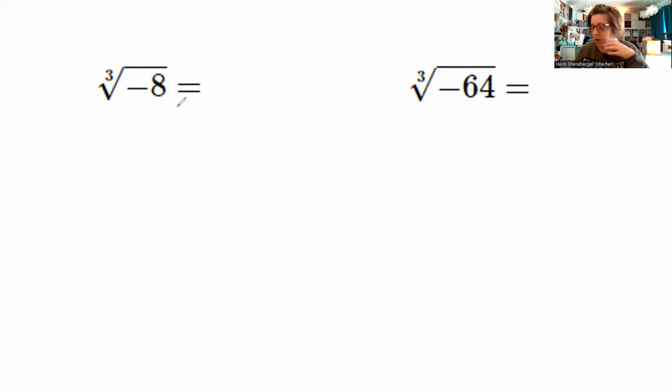So for example, 8. What are some things that I can put into 8, like some factors of 8? Well, the only one I can think of is 4 times 2. And then I'm going to take this 4 and break it down, because at this point I still don't have 3 of the same thing. I have to break that 4 down in order to get 3 2s. So this means that 8 equals 2 cubed.